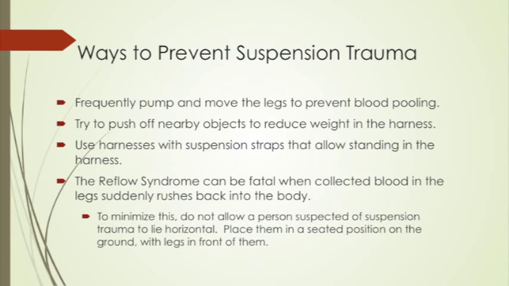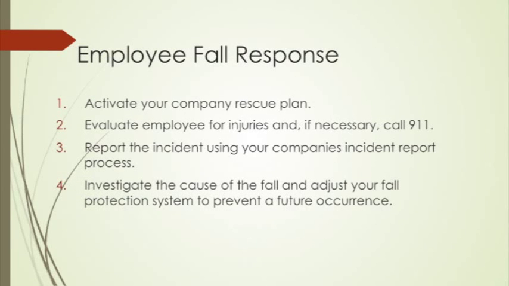When a fall does occur, follow the four steps below immediately. Activate your company rescue plan. Evaluate the employee for injuries and, if necessary, call 911. Report the incident using your company's incident report process. Investigate the cause of the fall and adjust your fall protection system to prevent a future occurrence.